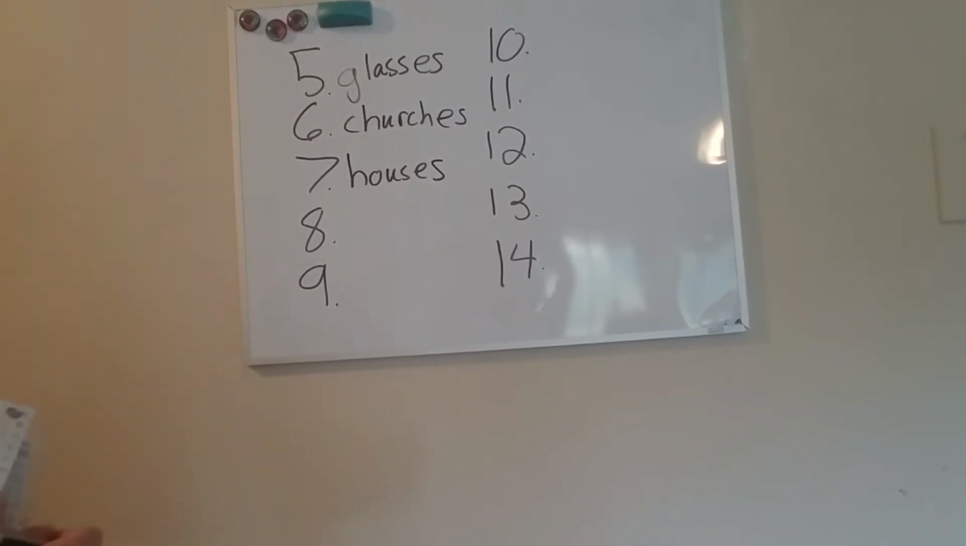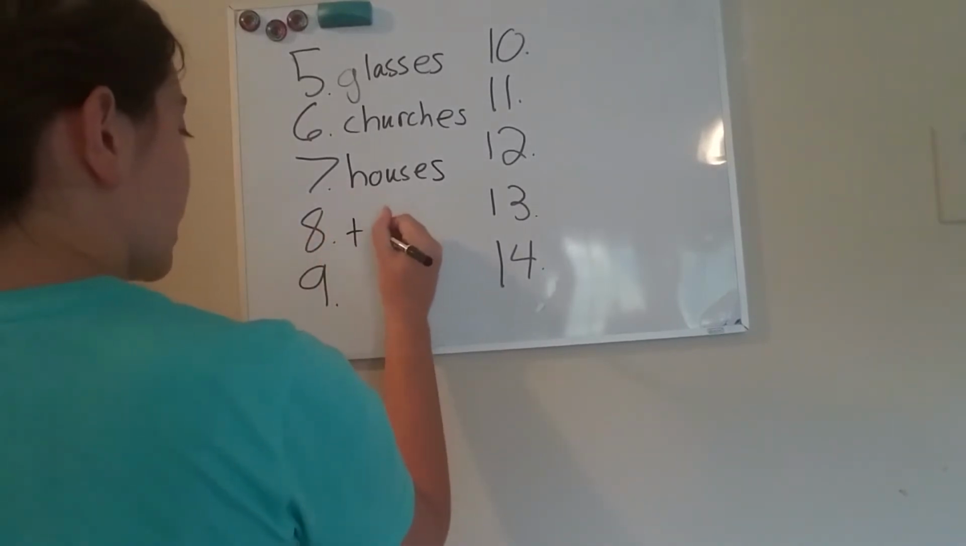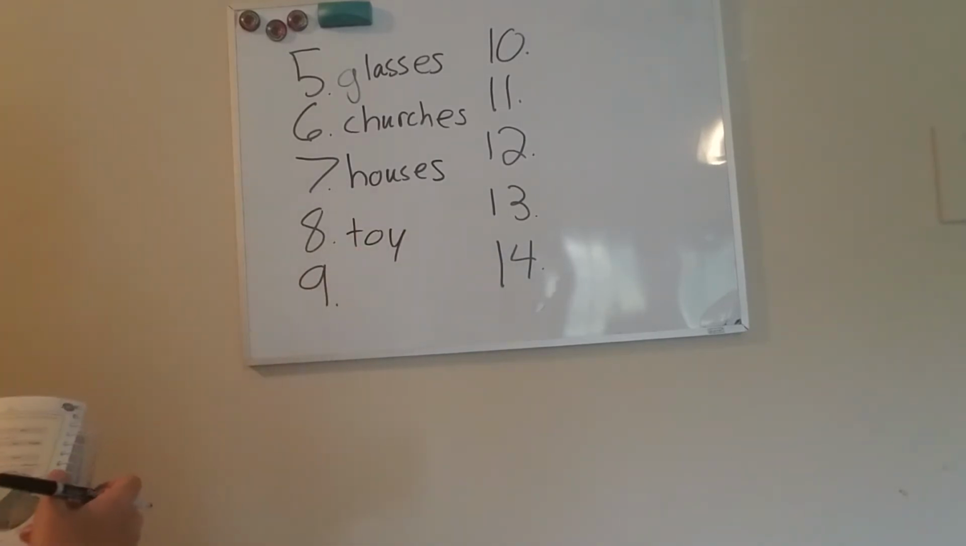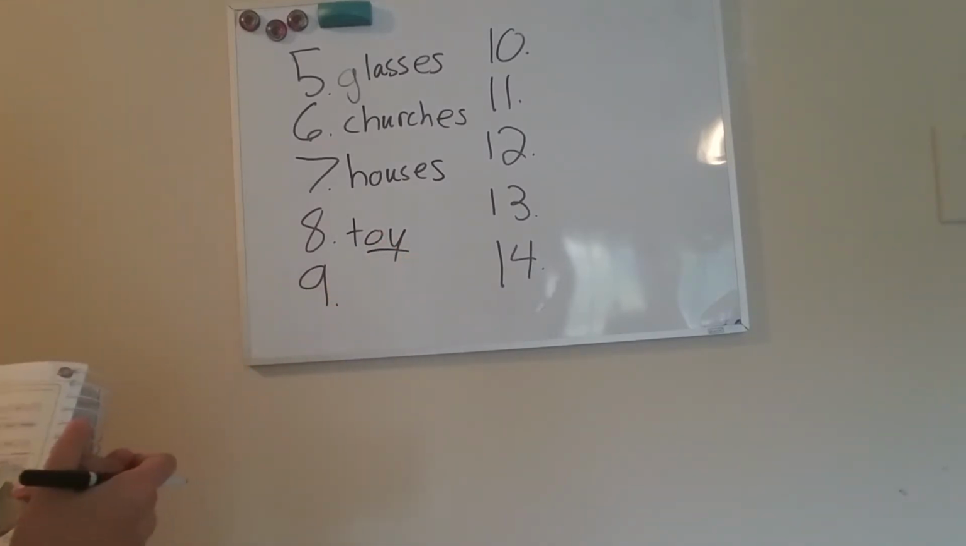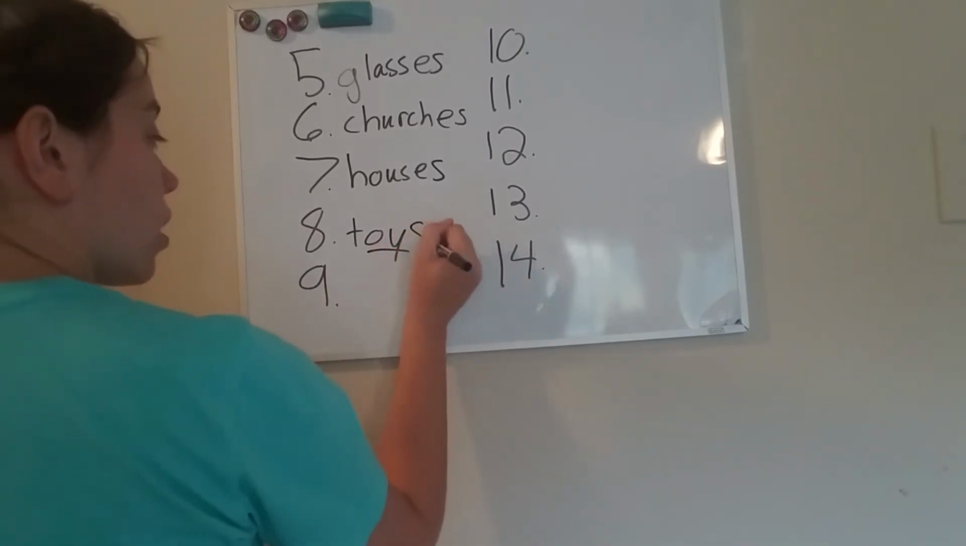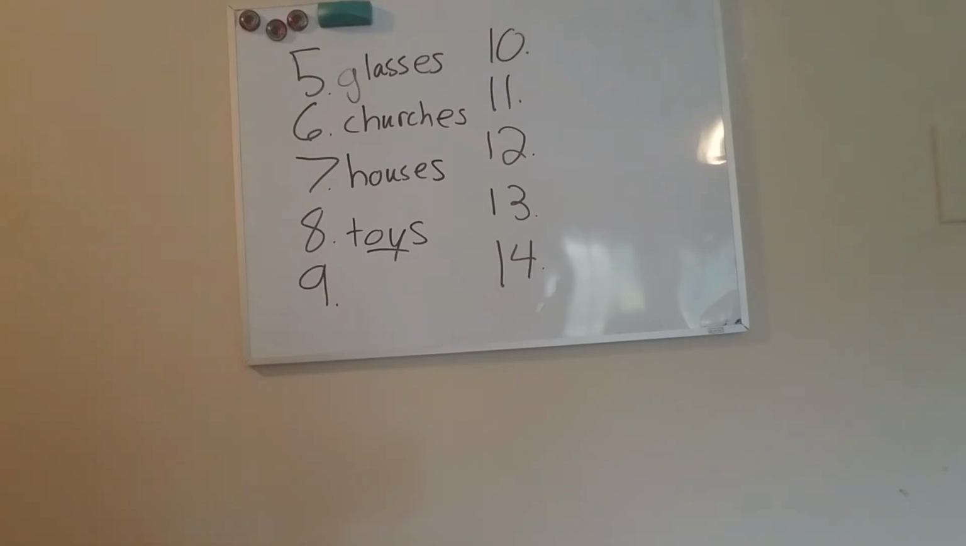Now, we have the word toy. This one ends in a Y, but we had 2 rules for if it ends in a Y. So if it's a vowel and a Y, we just add an S. If it's a consonant and a Y, we change the Y to an I and add ES. So do I end in a consonant and a Y or a vowel and a Y? A vowel and a Y. So I just add an S and I have the word toys.